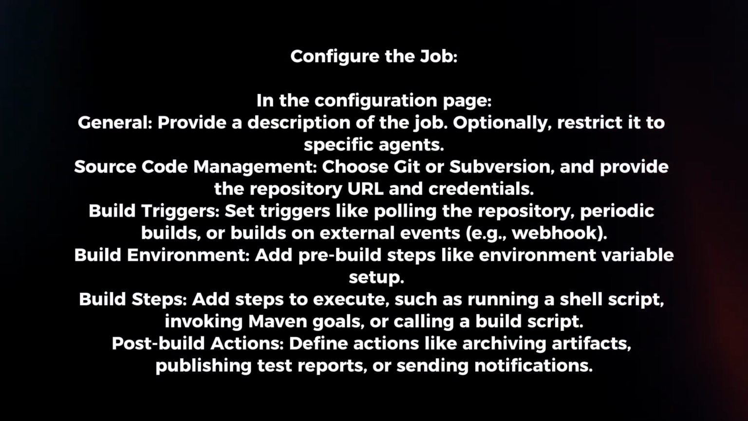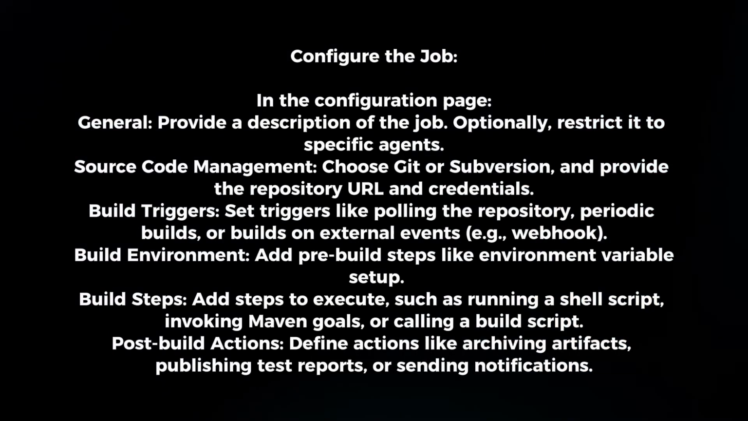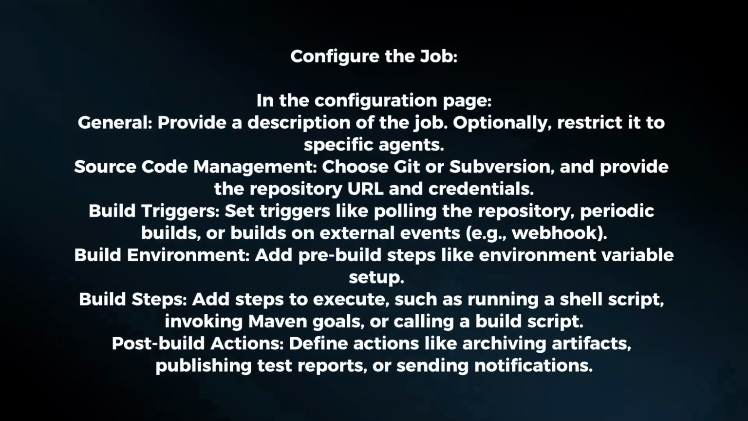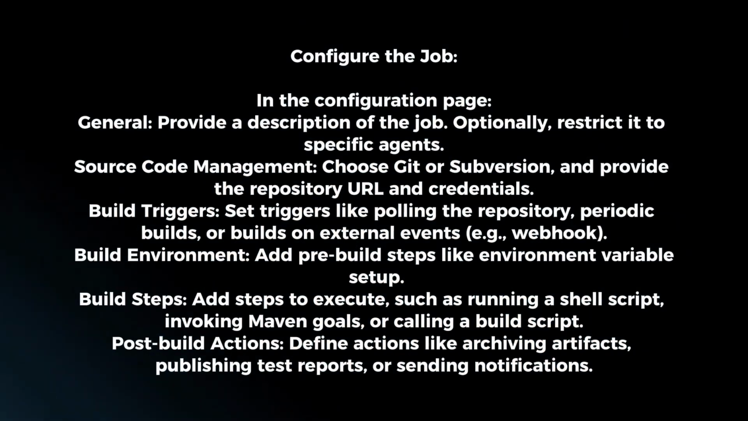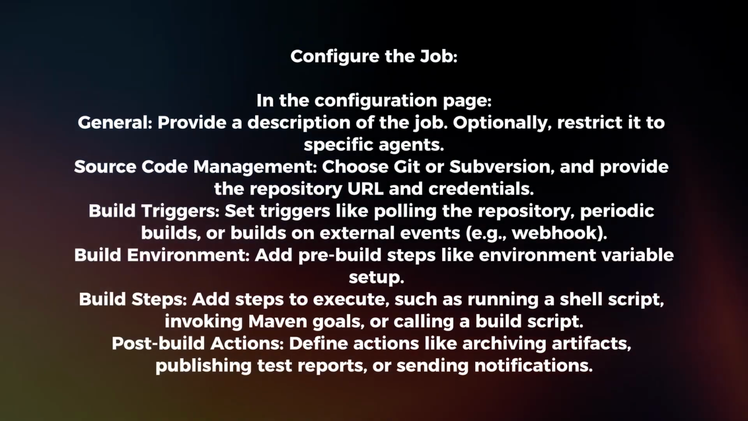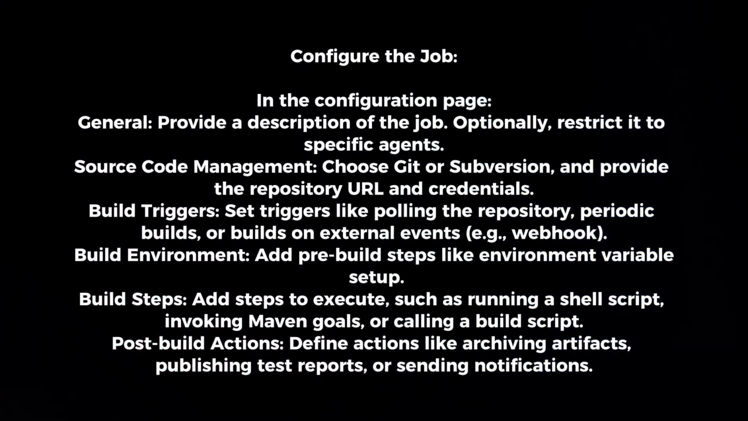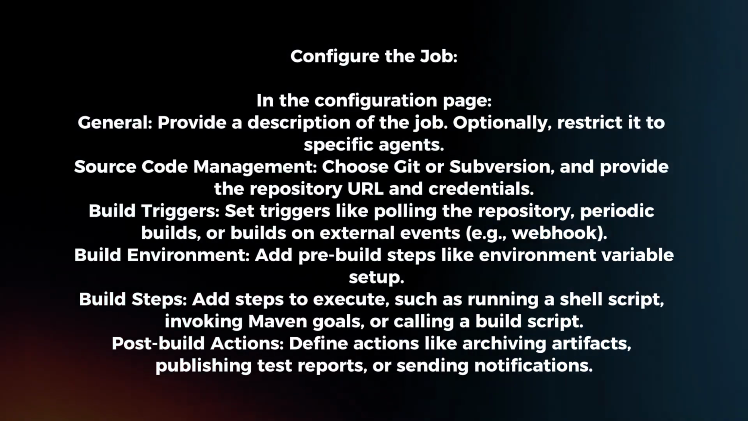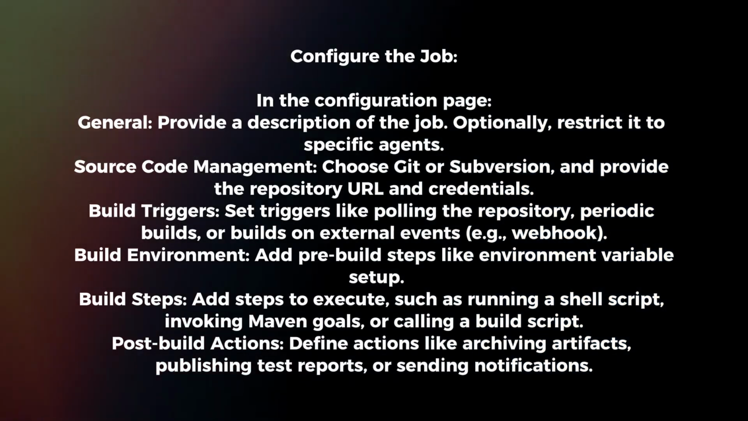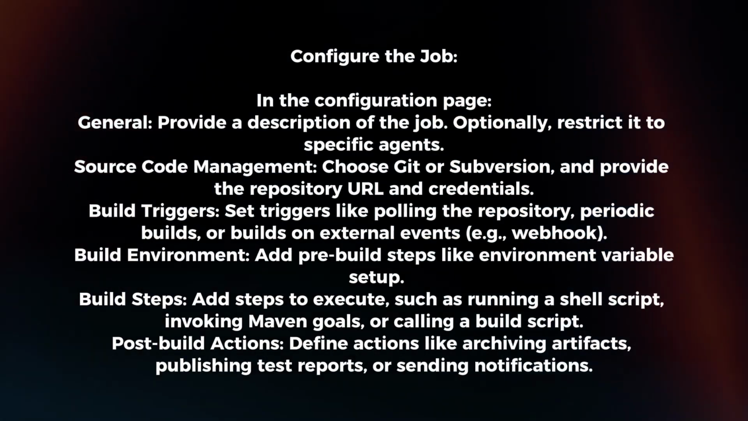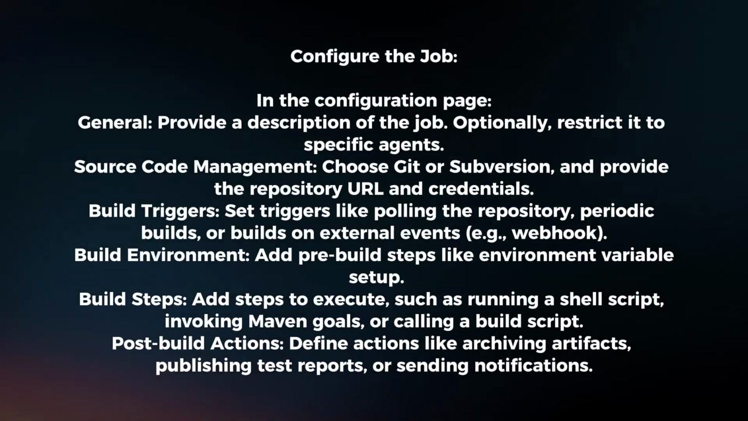In the configuration page, General, provide a description of the job, optionally restricted to specific agents. Source code management. Choose Git or Subversion and provide the repository URL and credentials. Build triggers. Set triggers like polling the repository, periodic builds, or builds on external events.